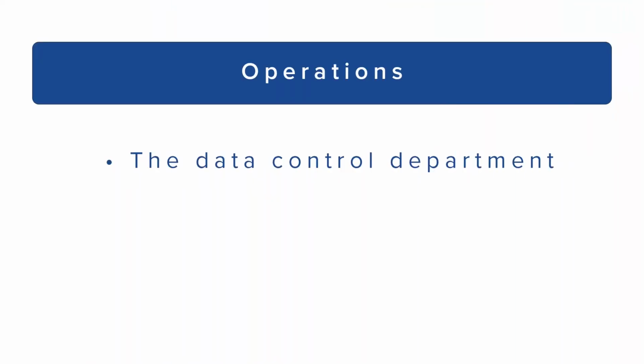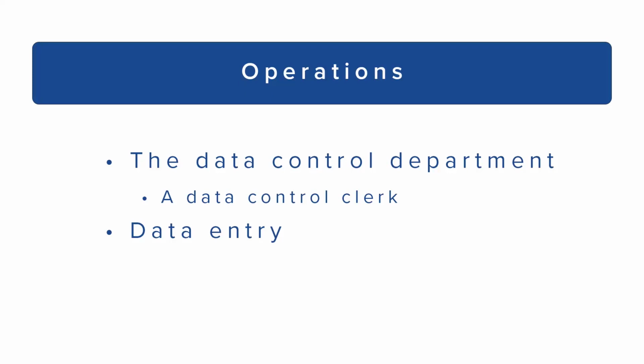Then we have operations, and that deals with data input, data output. So the data control department basically collects the data for input, and then takes the final reports and disseminates or distributes that information. The data control clerk schedules the jobs for the computer. Data entry is the person sitting there inputting, converting that information into machine-readable language. So what's a good control?